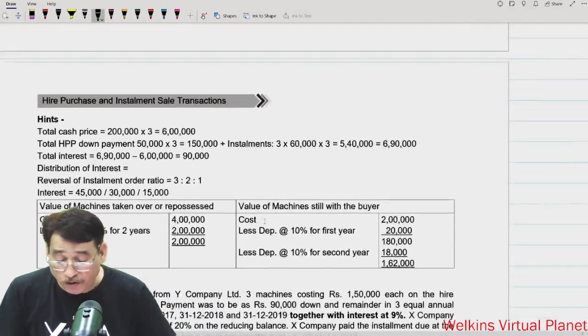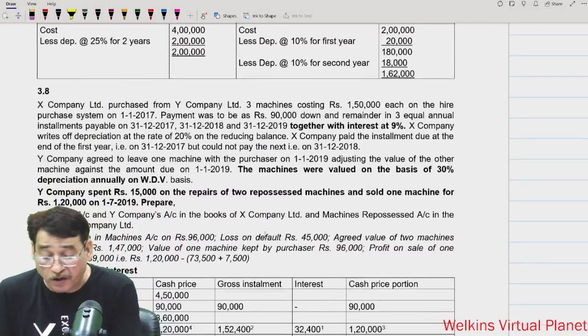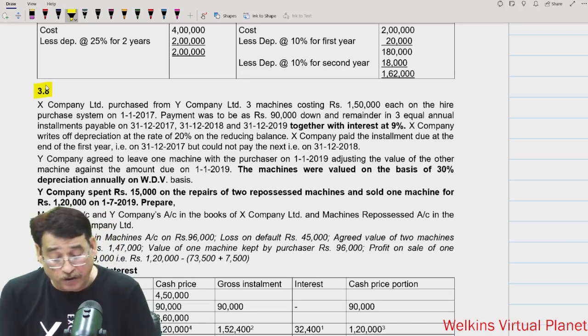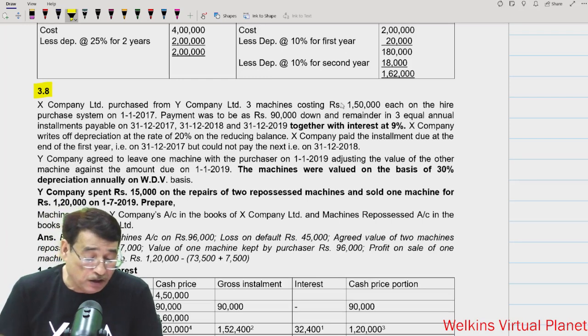So this was your question number 3.7. Now, 3.8 is a pretty interesting question. Just pay attention here. X Company Limited purchased from Y Company Limited three machines costing 1,50,000 each.